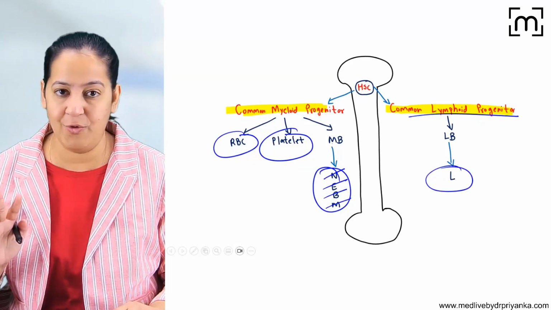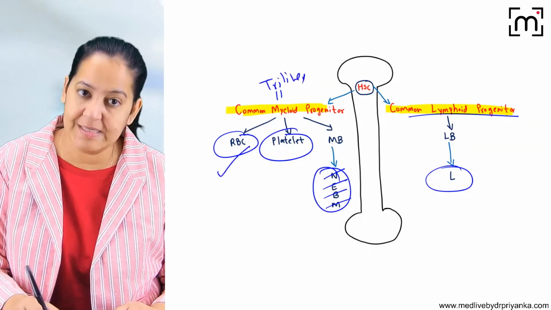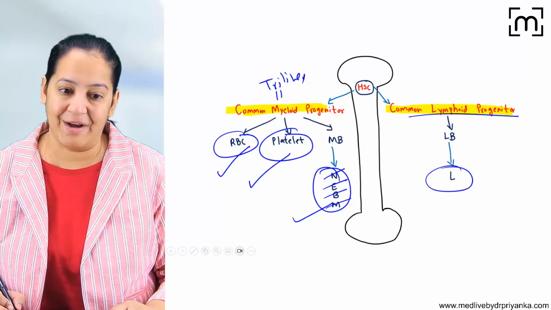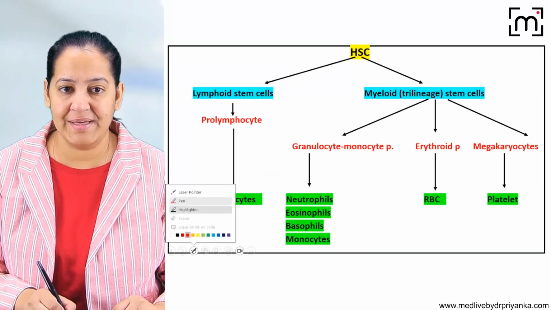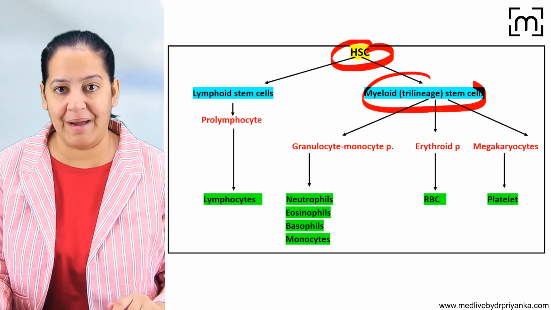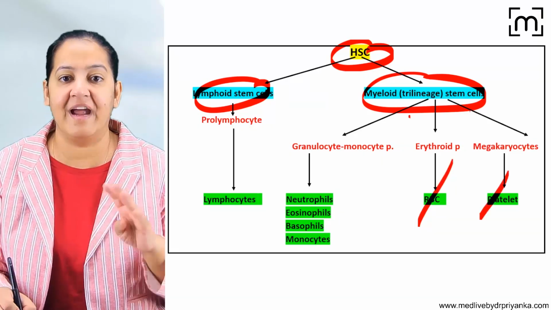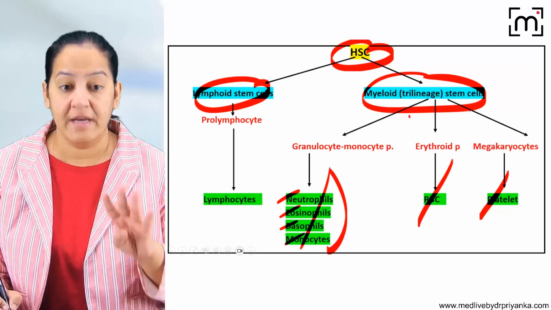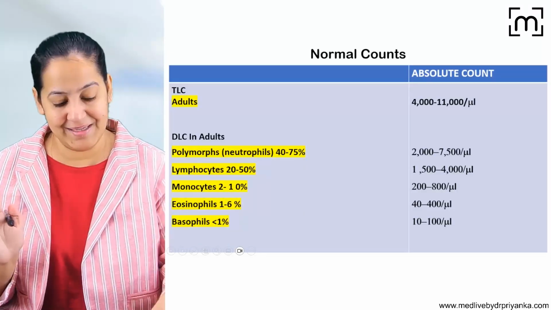I hope you got it. That's why myeloid is known as trilineage, because it gives rise to RBCs, platelets, and among the 5 WBC, 4 of them are synthesized from the myeloid series. Same thing is shown to you here also. This is the hematopoietic stem cell. It gives rise to 2 stem cells, myeloid stem cell and lymphoid stem cell. Myeloid stem cell gives rise to RBCs, platelets, and among the WBC, 4 types: neutrophil, eosinophil, basophil, and monocyte. The 5th WBC, that is lymphocyte, is derived from the lymphoid stem cell.